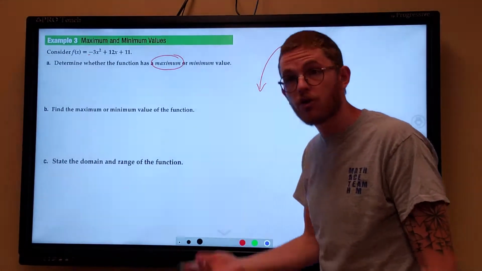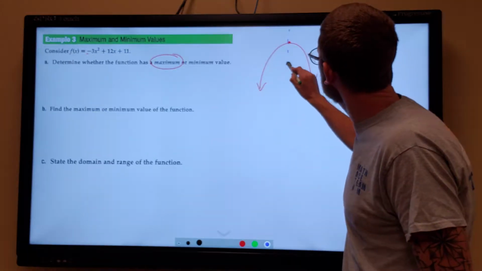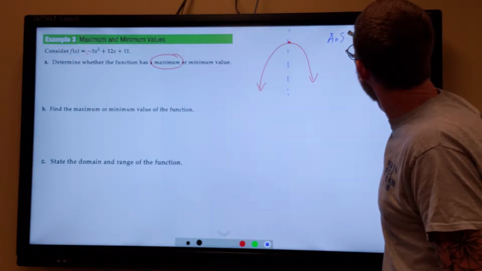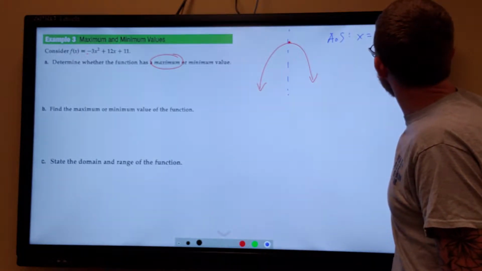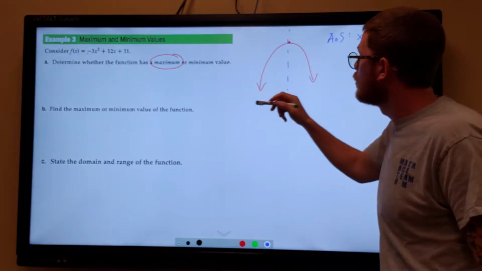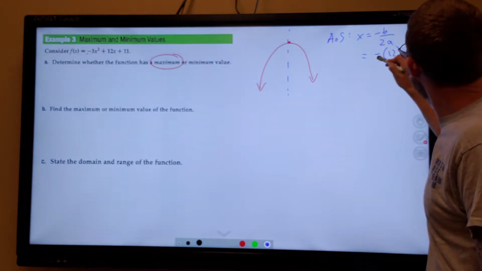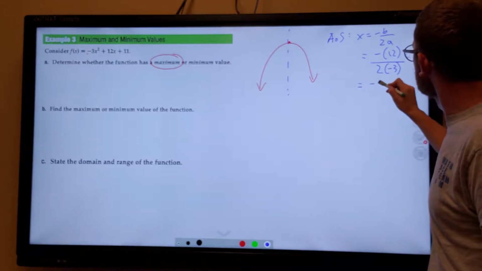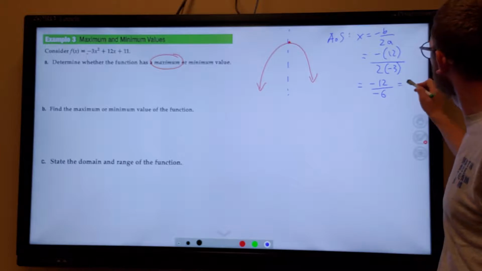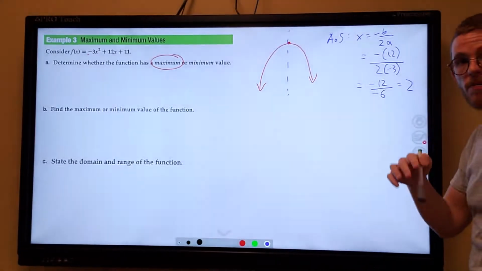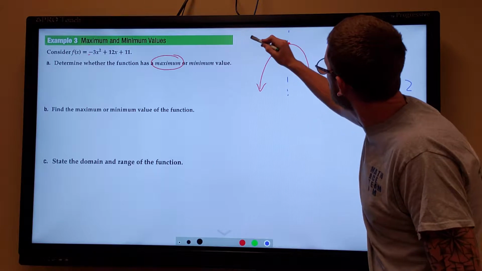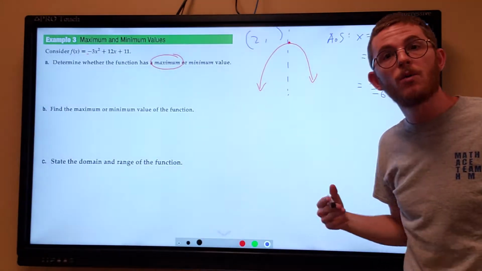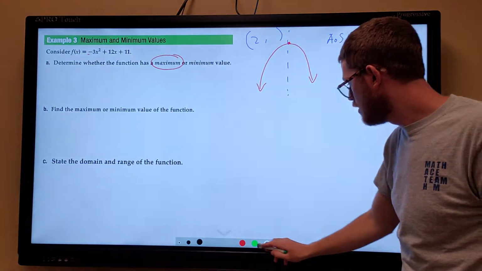Find the maximum or minimum value. Okay, well first it starts with finding the axis of symmetry. The axis of symmetry, x equals -b over 2a. That would be -12 over 2 times -3. This is -12 over -6. And so the x-coordinate, we're looking at this vertex, the x-coordinate's 2. We need to know the y-coordinate.